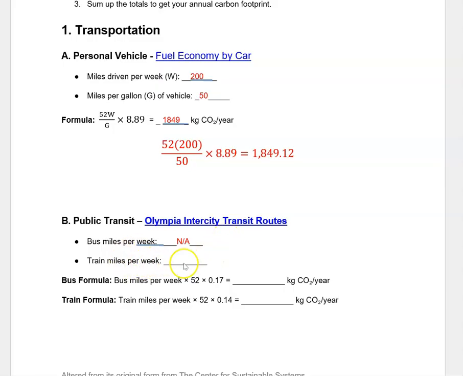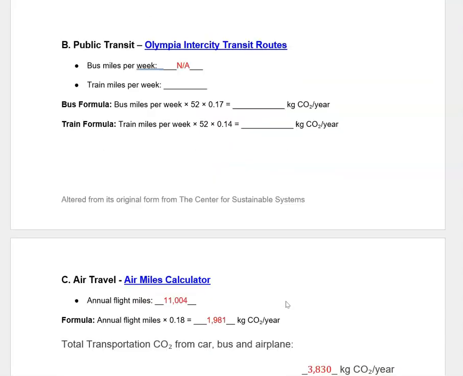Or if you use the train. I don't use the bus, but I didn't want to leave this blank to make the instructor think maybe I just didn't see it. So if you don't use the bus, just put NA in this section so we know you're not filling anything out here. You don't use the bus or train. I don't have any miles for that.